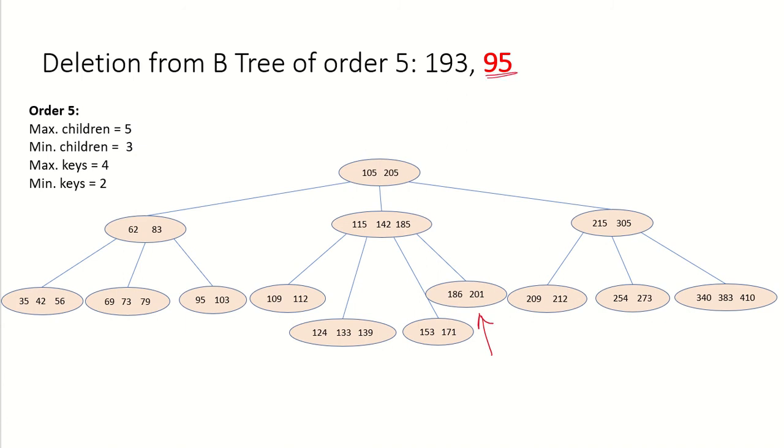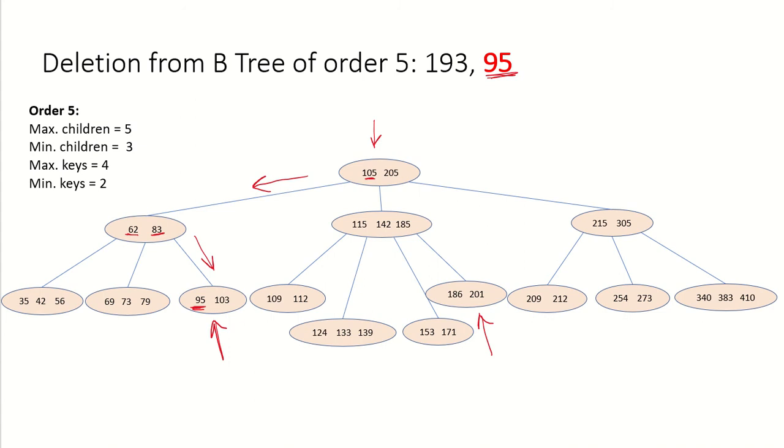The next key that needs to be deleted is, suppose, 95. Again we start from the root node. We compare it with the first key. 95 is less than 105. So we will follow this subtree. We compare it with 62 and 83. 95 is larger than this. So we will follow this subtree and we reach this node with 95. Now 95 is again lying in a leaf node.